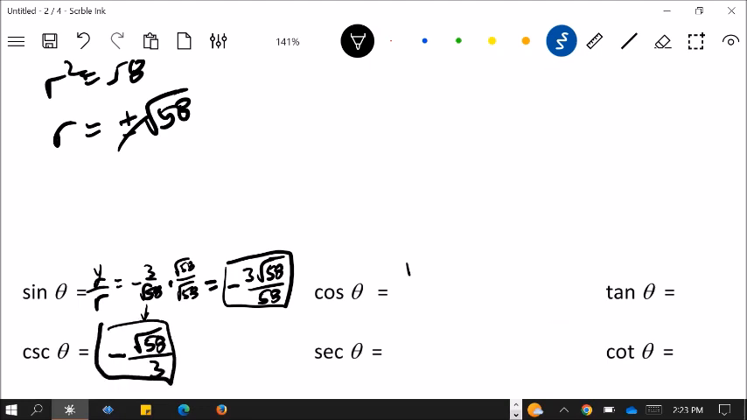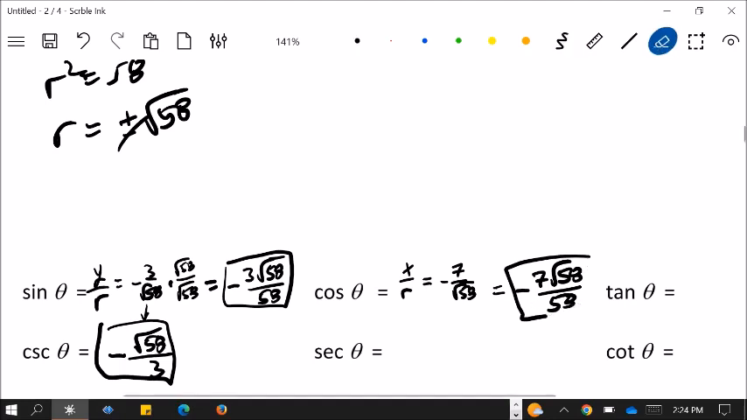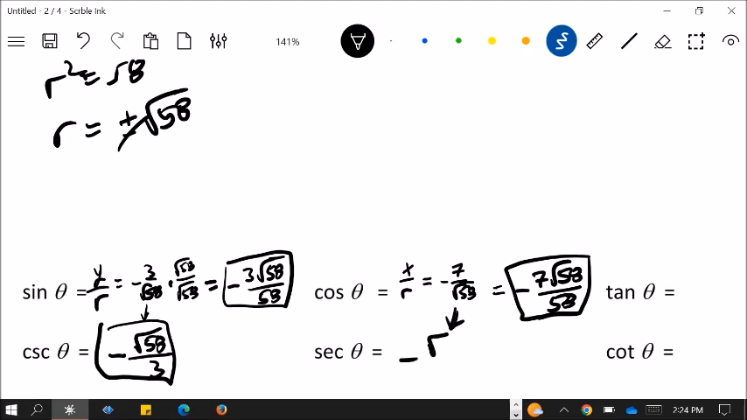For the cosine, that one's x over r, and that means it's negative 7 over square root of 58. And when I multiply top and bottom for that one, I get negative 7 square root of 58 over 58. Okay, that's better. And we'll use the reciprocal with that one, negative square root of 58 over 7, because the secant is the reciprocal of the cosine.